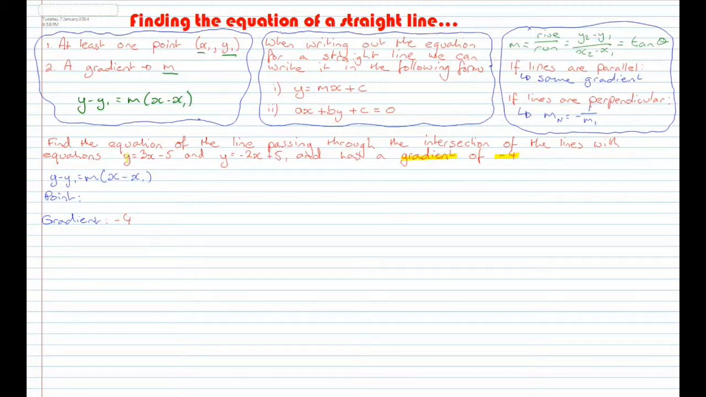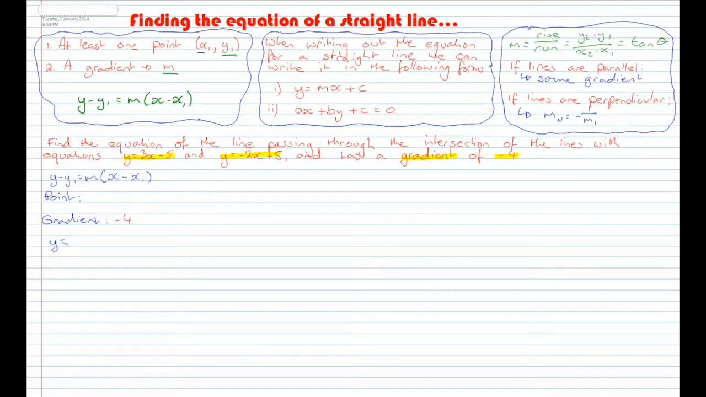Okay, so what we don't actually know in this question is the point where it goes through, because what it's saying is it goes through the point where these two lines here intersect. So it's giving me information to find the point, it just hasn't given it to me directly. So what we need to do is find where these two lines intersect. Now to do that, we need to use simultaneous equations. So let's write this out.